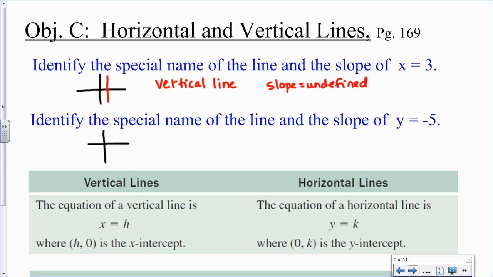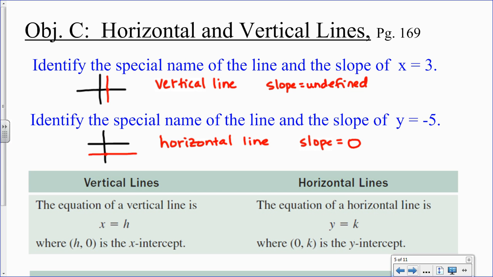Okay, so if vertical lines are x equals, then what type of line do you think y equals -5 is? Horizontal. So here you'd be at -5 on the y. So to cut y, you have to draw a horizontal line. So if the slope of vertical lines is undefined, what's the slopes of horizontal lines? 0. Good.